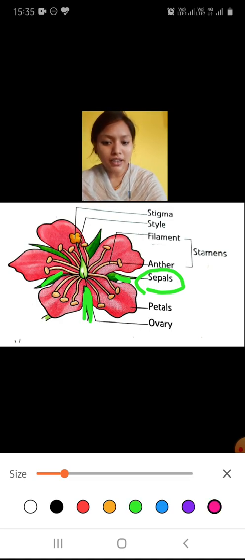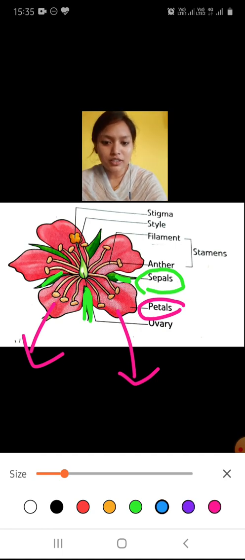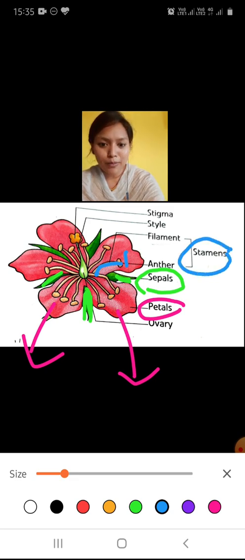And where is the petal? Petal is this beautiful bright colored part, red colored, yellow colored, different colors are available. So these are known as petals. And these thin structures, as you can see, they are known as what? They are known as stamen.